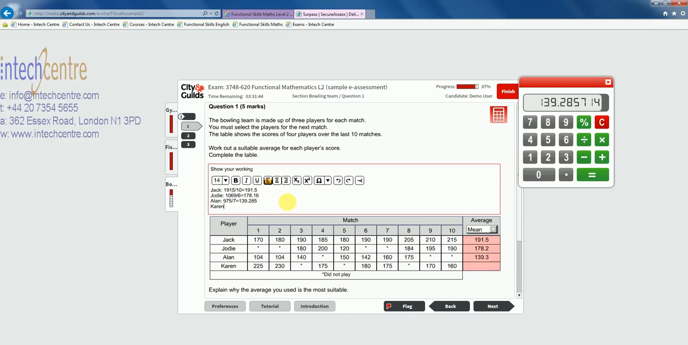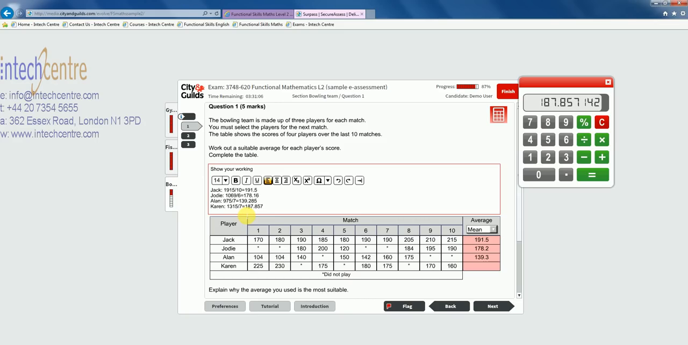And we have Karen. So 225 plus 230 plus 175 plus 180 plus 175 plus 170 plus 160. So this gives me 1315, and I'm going to divide it by 7 matches. 2, 4, 6, 7. Yeah. So divide it by 7. This gives me 187.